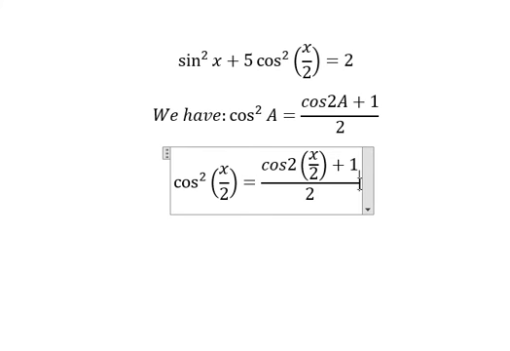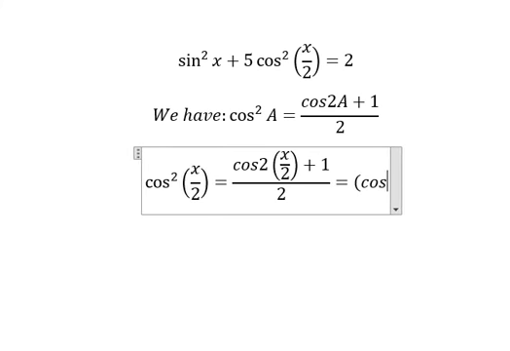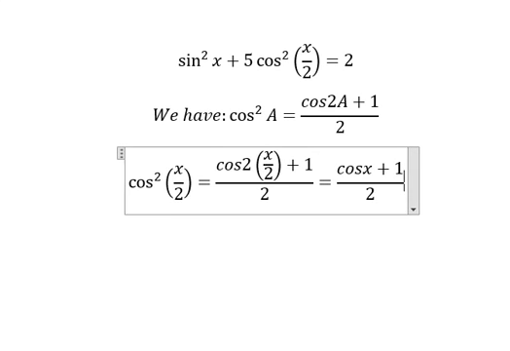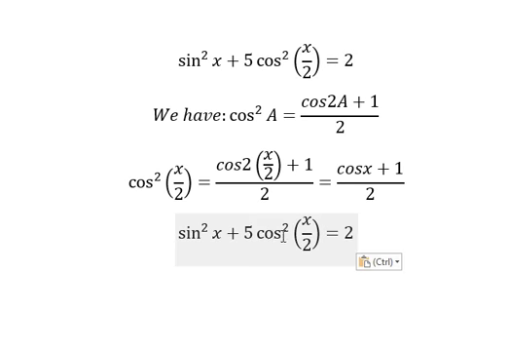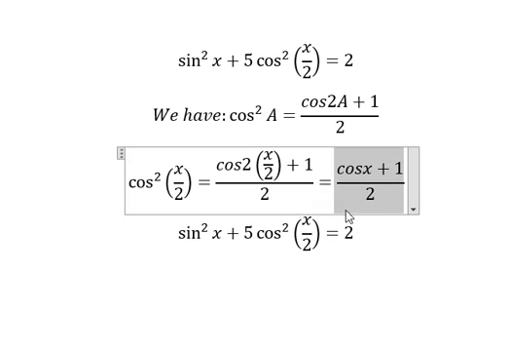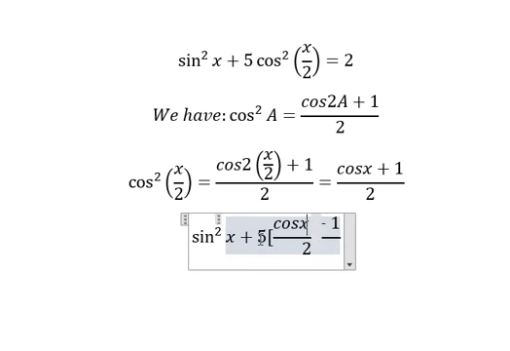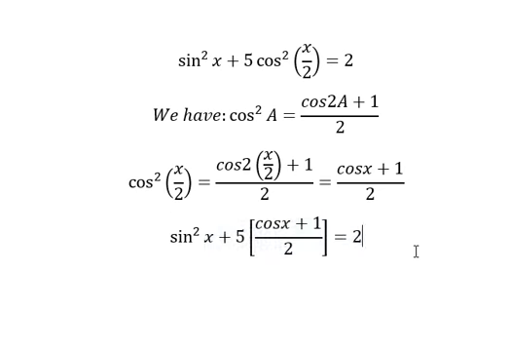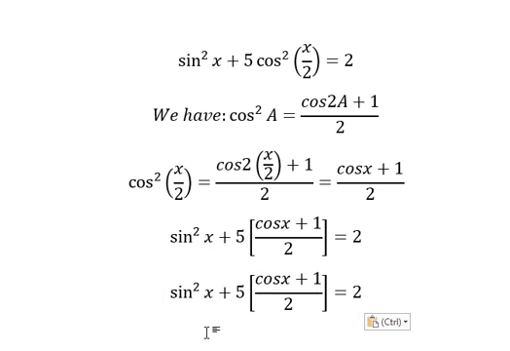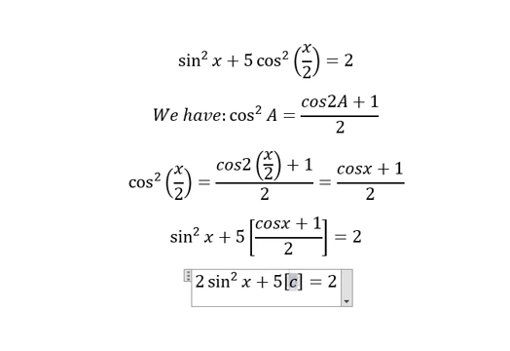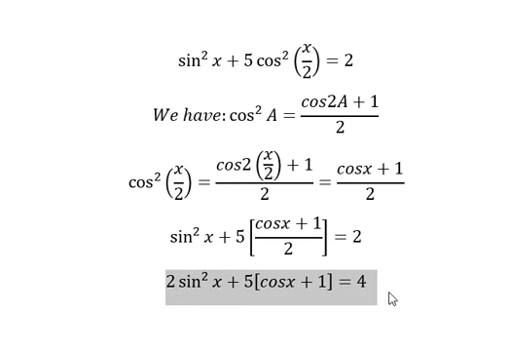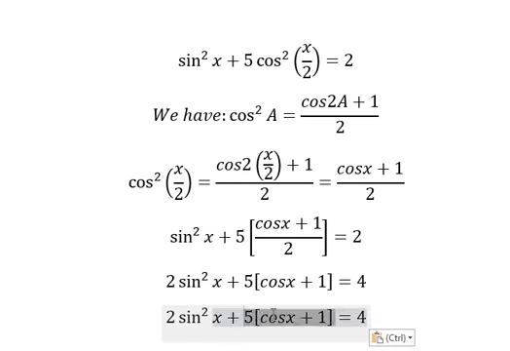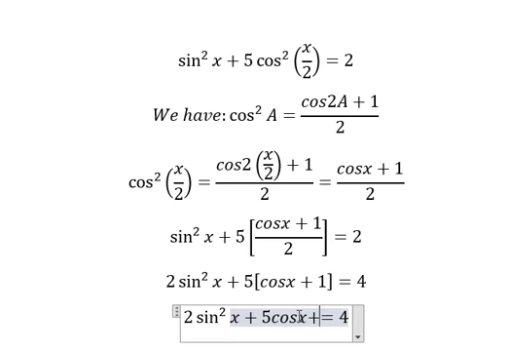So we will get cosine x plus 1 over 2. So we change cosine x over 2 squared into this one. So we multiply both sides by number 2. And this one you get 5 cosine x plus 5.